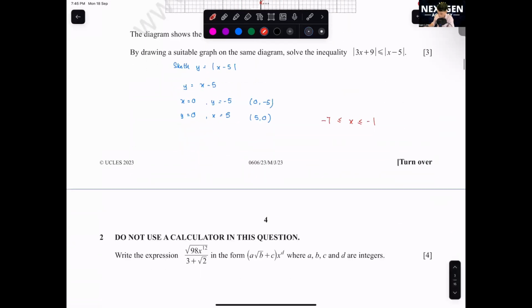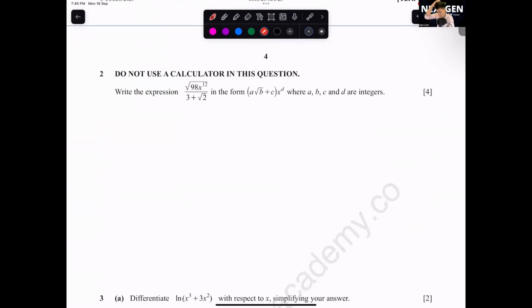Okay, let's go. Question 2. Don't use a calculator. Write the expression in the form a plus root b plus c, all to the power d. Okay, 4-mark question. All right. You don't use a calculator means you just need to show the working, but you can use a calculator to double check the answer. So if you don't know how to do, like, what is root 98, just use your calculator, double check it first. Okay, but you need to show working like this. 98 is root 49 times root 2, which is 7 root 2. Okay, just write down all the working.